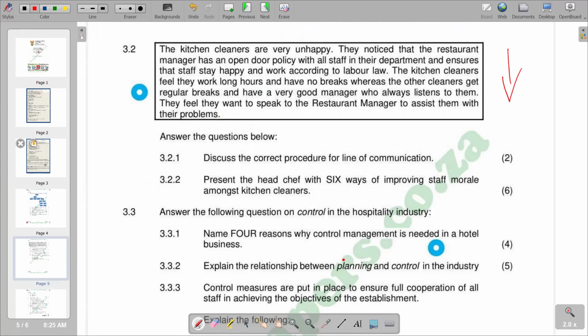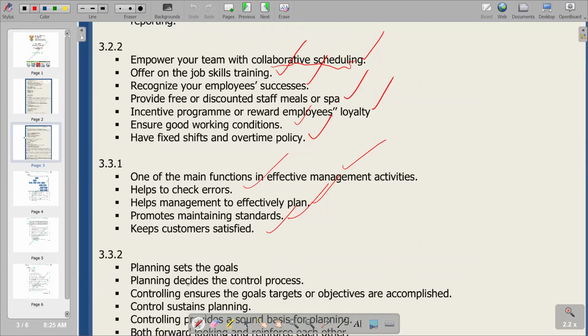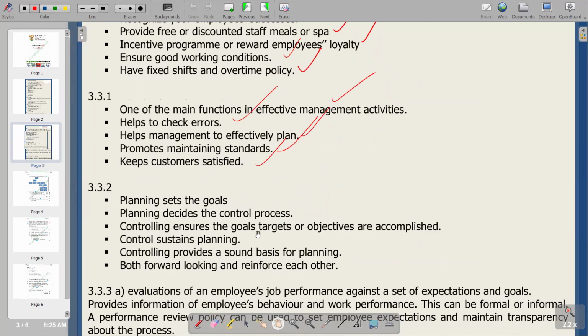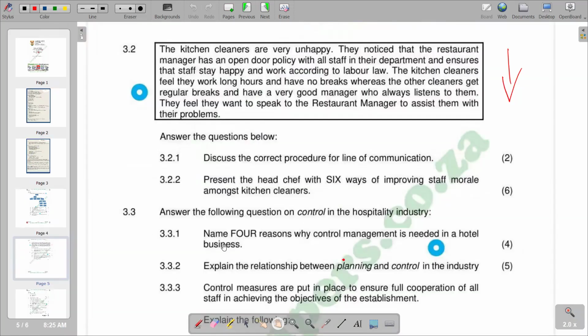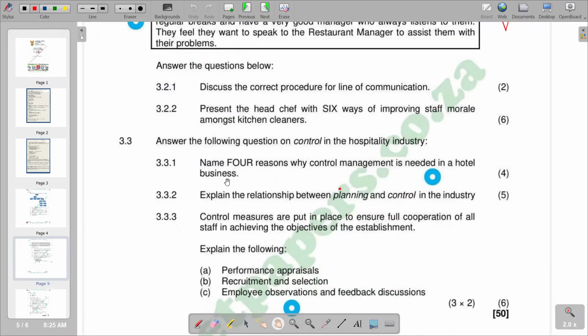So we have that other section again, whereby I say planning sets the goals, planning decides the control process, and then controlling ensures the goals, targets, or objectives are accomplished. So controlling now makes sure that we go within what has been planned. And then control sustains planning. Controlling provides a sound basis for planning, and both are forward-looking and reinforce each other. They do reinforce each other, that is controlling and planning. So moving on to the next part, which is now 3.3.3.